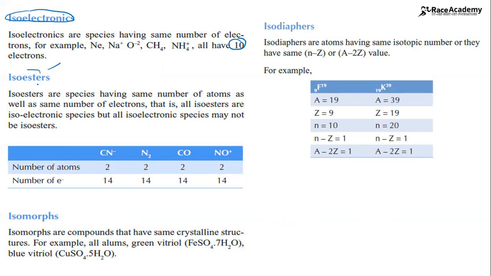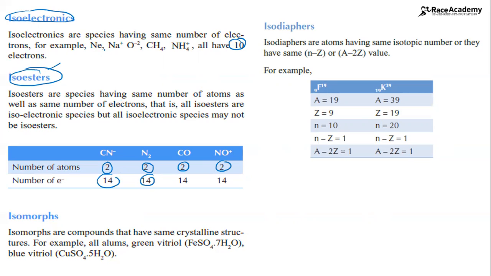Let us see isoesters. Isoesters are species having the same number of atoms as well as the same number of electrons. So here the number of atoms is 2: in CN minus, in N2, 2, in CO, 2, in NO plus also 2. And the same number of electrons. So there should be isoelectronic species with the number of atoms the same.